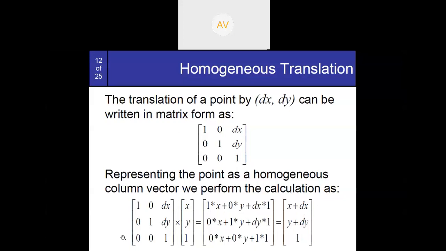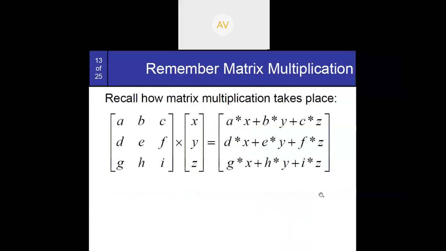Here these two values will be the translation values, and this will be the original coordinates of the vertices, and this will be the new coordinates of the vertices you will get. So you have to remember this translation transformation matrix.